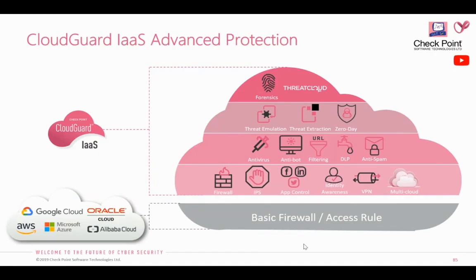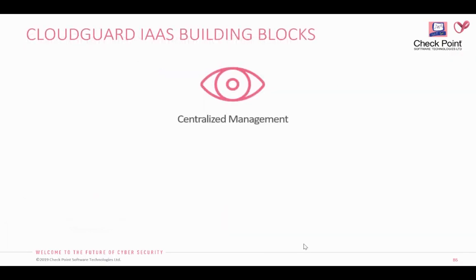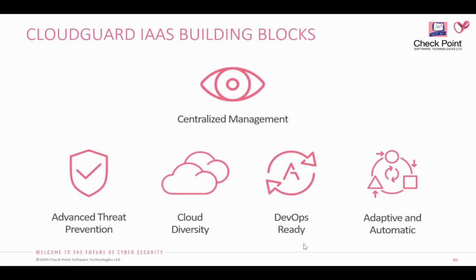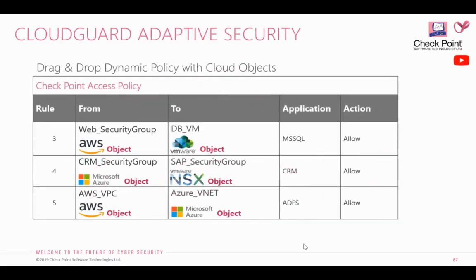So this is the complete systematic way of protecting against threats: firewall, IPS, basic firewall access rules, and other sets of detection technologies. Then at last, sandboxing is also there, and above that, Check Point threat intelligence cloud and forensics can be performed. This is the IaaS building environment. Centralized management will be there, with advanced protection, cloud diversity, and DevOps readiness, adaptive and automatic.